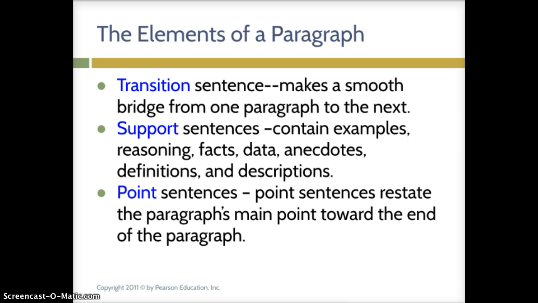Other kinds of sentences that you'll find in a paragraph are something called a transition sentence, support sentences, and point sentences. Let me talk about each one. First, a transition sentence makes a smooth bridge from one paragraph to the next. Support sentences contain examples, reasoning, facts, data, anecdotes, definitions, and descriptions. And point sentences restate the paragraph's main point toward the end of the paragraph.